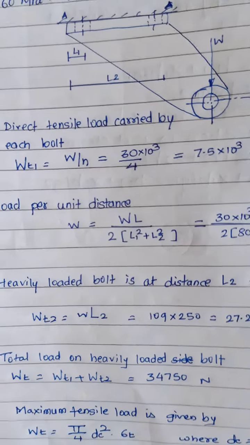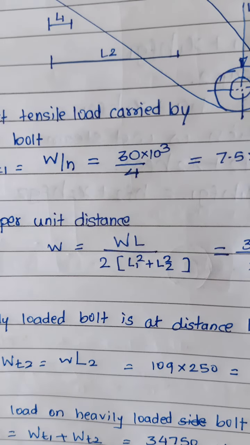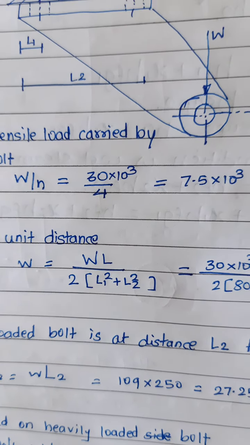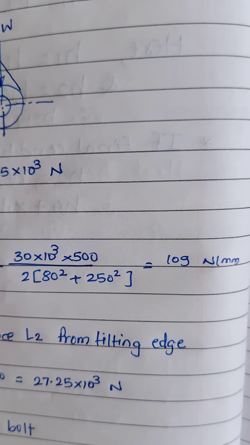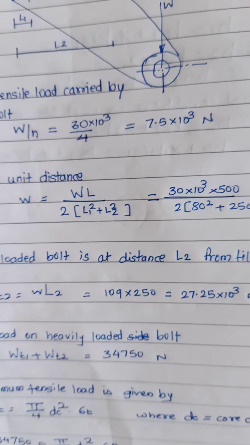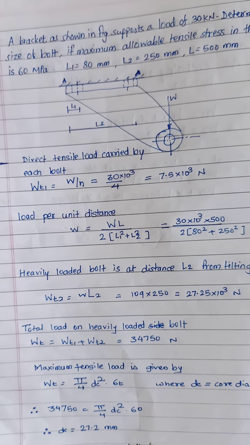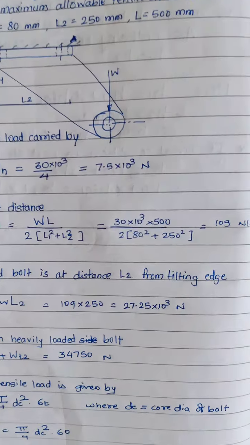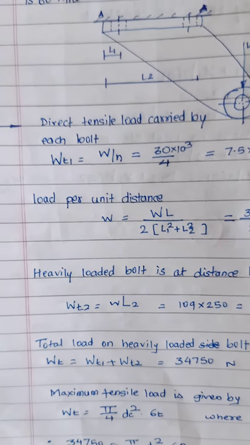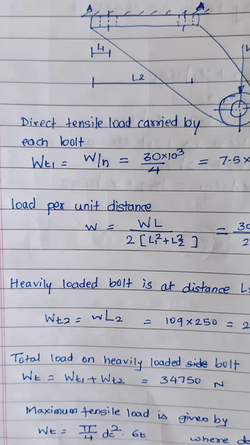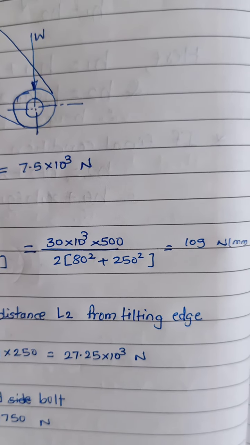Now the second step is to calculate the load per unit distance, small w, which is WL divided by 2 into L1 square plus L2 square. So that gives us the value of small w as 109 Newton per mm. Then we know that the heavily loaded side is at distance L2 because L2 is greater than L1. So at distance L2 we'll have the heavily loaded side. So WT2 is w into L2, and that gives us WT2 equal to 27.25 into 10 raised to 3.